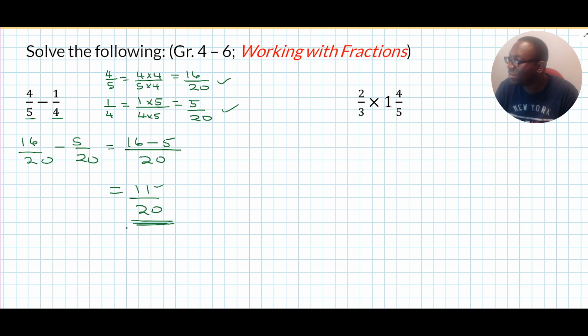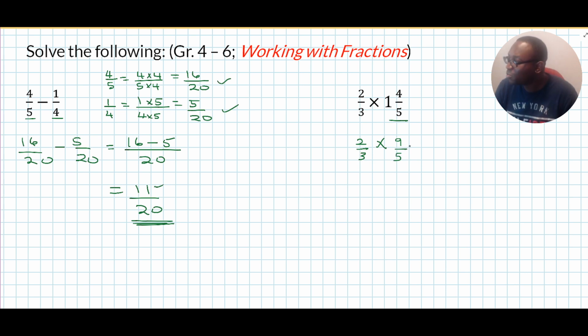Now the next one we have is a multiplication. Whenever you have to multiply or divide fractions, you always have to write them in as either proper fractions or improper fractions. Here we have 2/3, which is a proper fraction. And here we have a mixed number, which is 1 and 4/5. We now have to write this as an improper fraction. So to do that, I multiply 1 by 5, which is going to give me 5, and then I add 4 to that. So my new numerator is 9, and my denominator is 5.